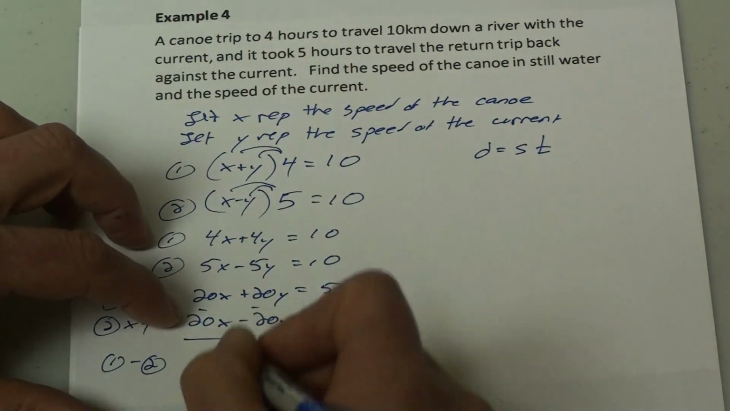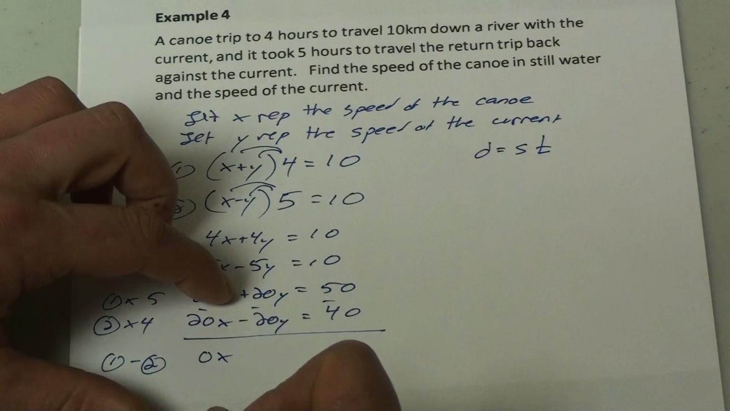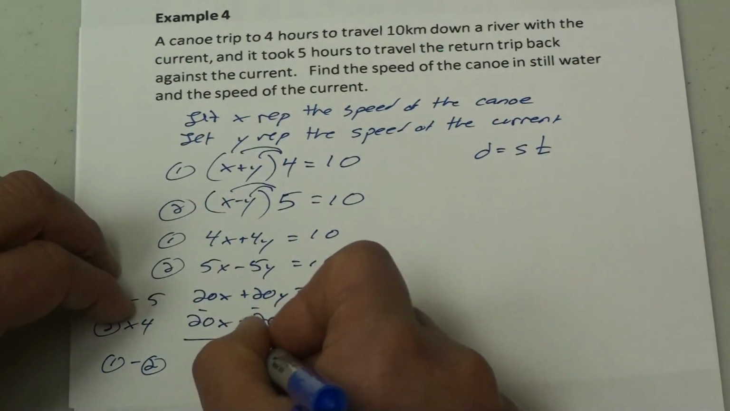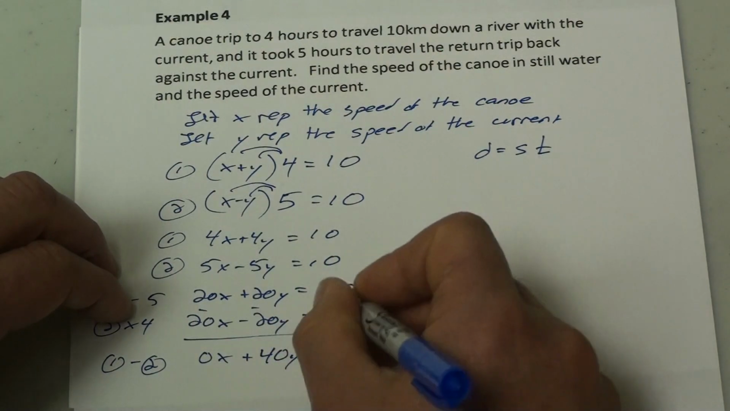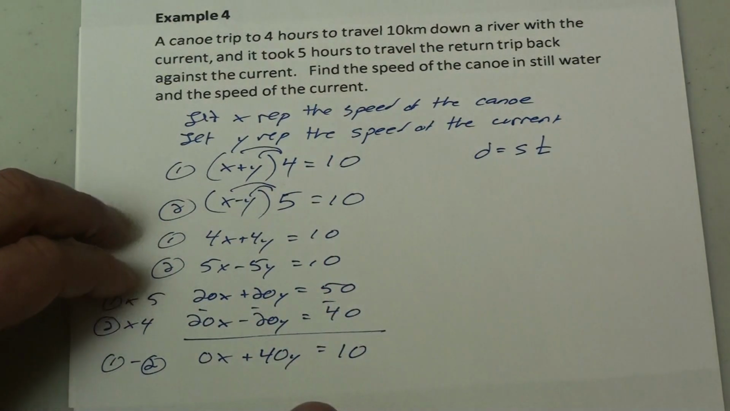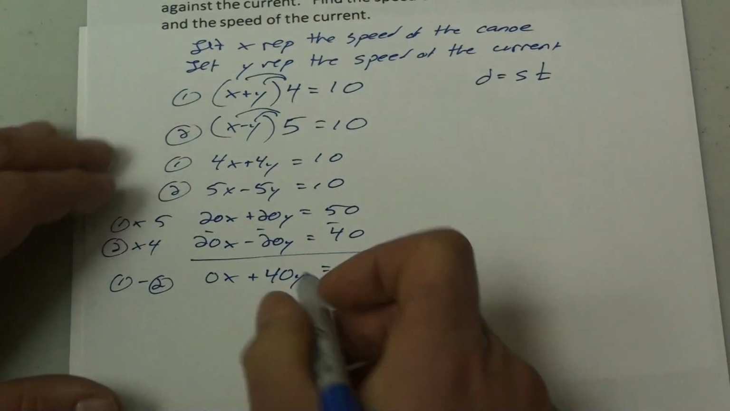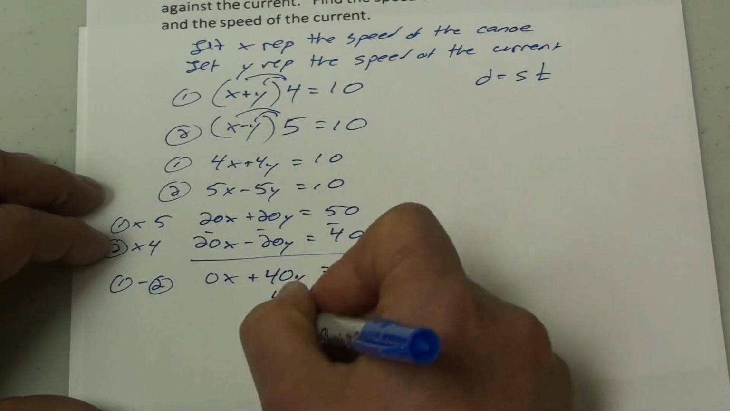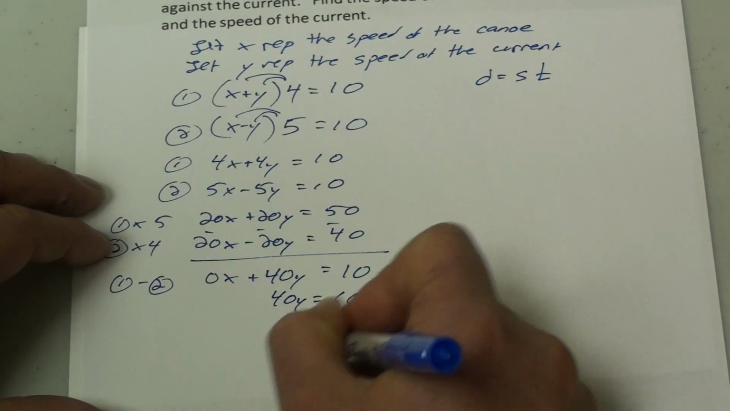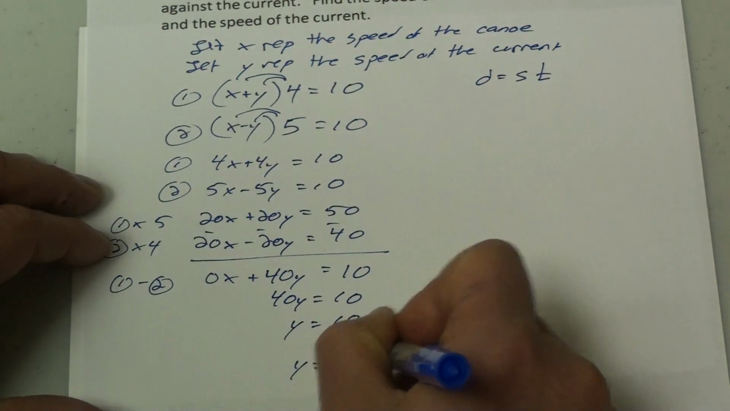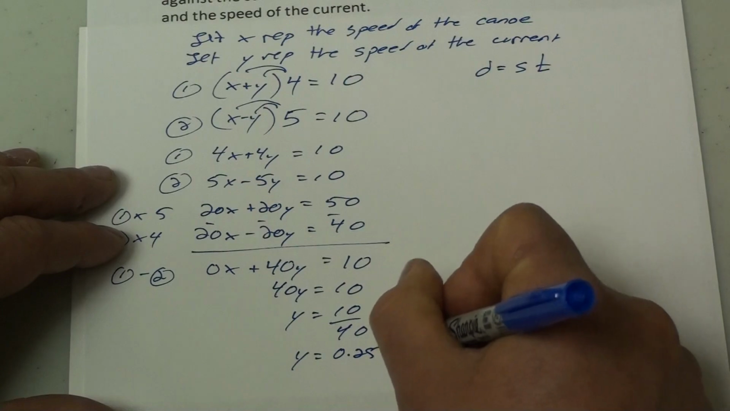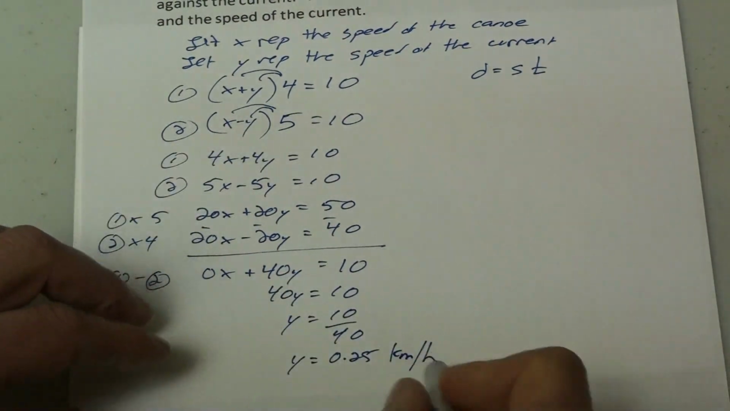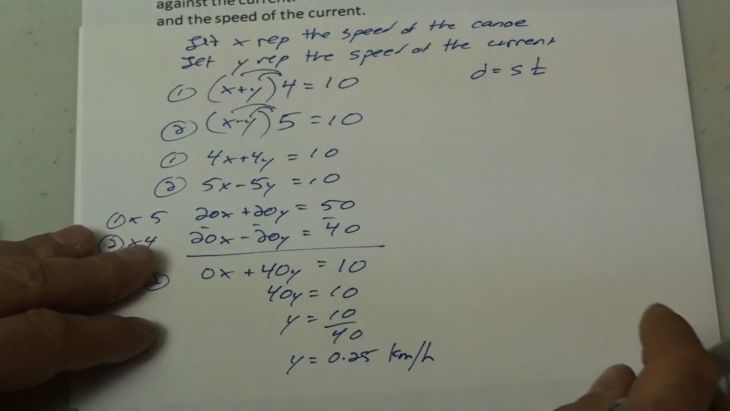20 subtract 20 is 0 x's. I have 20 subtract negative 20. 2 negatives is a positive. So plus 40y equals, and that's going to equal 10. So I have 0x, which is really nothing there. So 40y equals 10. y equals 10 divided by 40. y equals 0.25. And that would be kilometers per hour. And y was the speed of the current, so it explains why it's not very fast.